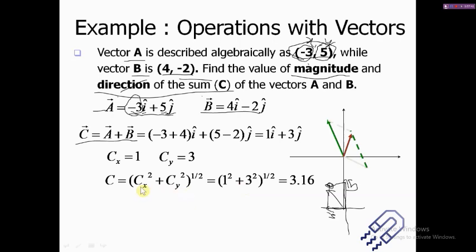So C square is Cx square plus Cy square. Then for the angle, if Cx by C or Cy by Cx, we take the inverse of 3, and then use the inverse table, or you can use the calculator. You know what the angle is.